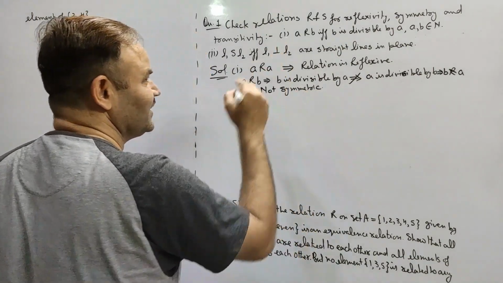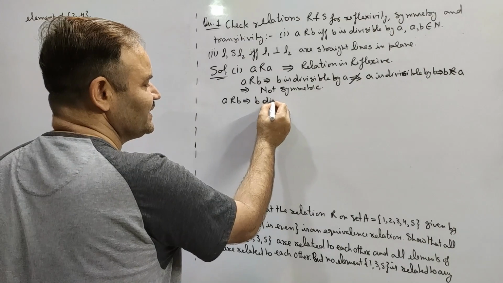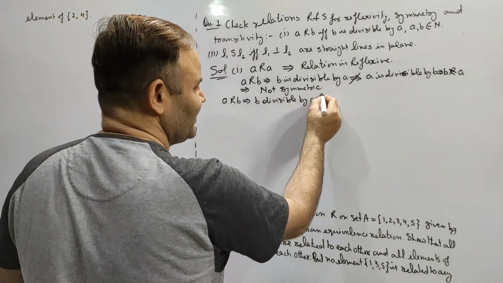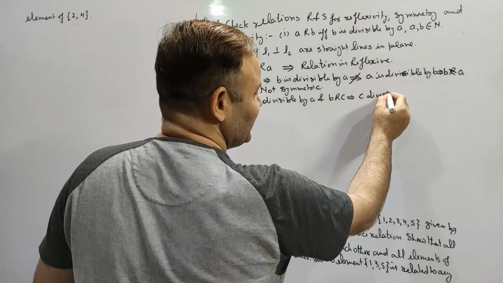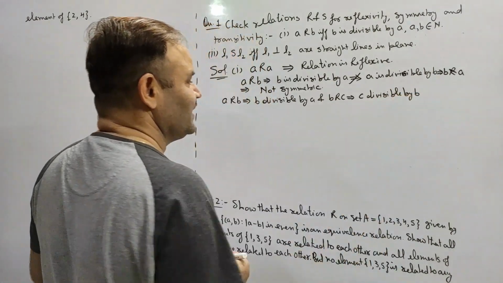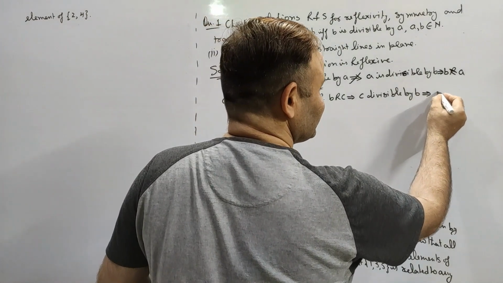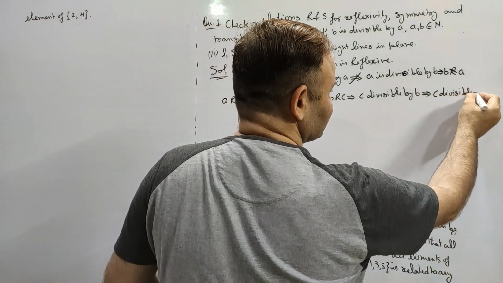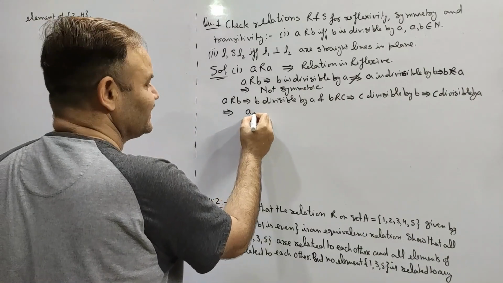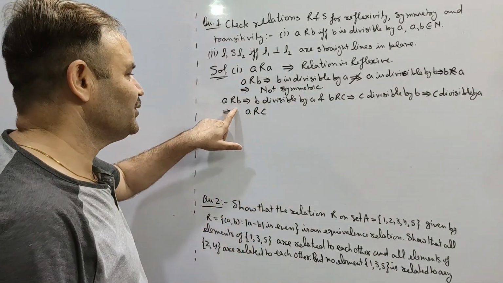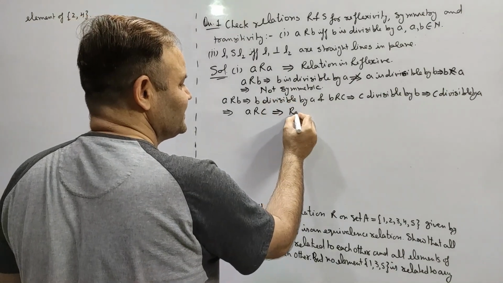When we come to the third thing, that is transitivity, then A related to B implies B is divisible by A, and B related to C implies C is divisible by B. And if B is divisible by A and C is divisible by B, then this implies C is divisible by A. And if C is divisible by A, then this implies A is related to C. If A related to B and B related to C implies A related to C, then this means the relation is transitive.